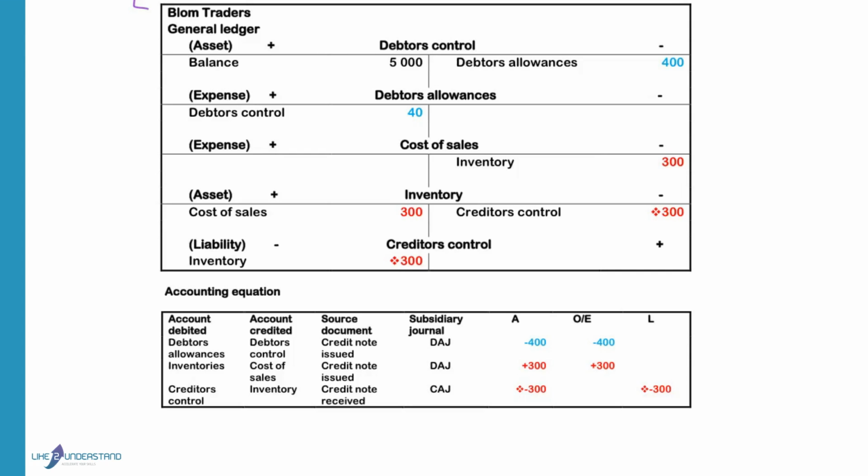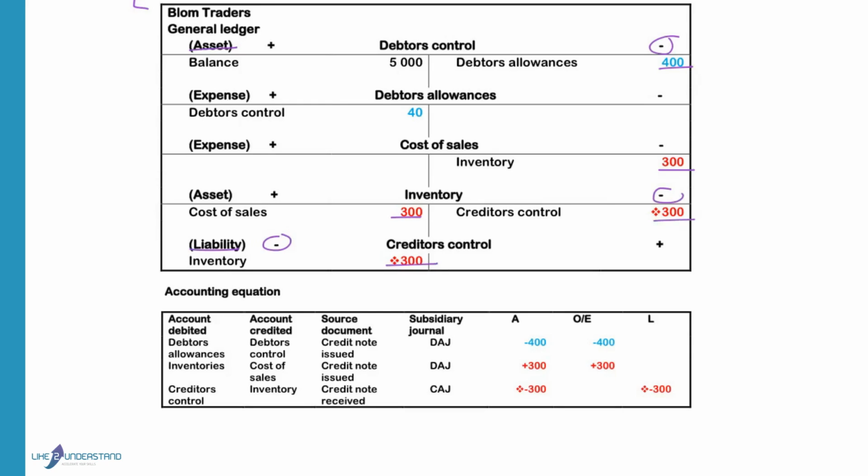When the debtors return the goods, you will decrease the asset on the credit side with 400 Rand and you will debit debtors allowances with 400 Rand. You will credit cost of sales with 300 Rand to reduce cost of sales, and you will increase the inventory with 300 Rand. When the goods are returned to the creditor, the liability will decrease on the debit side with 300, and you will credit your inventory asset on the credit side with 300.